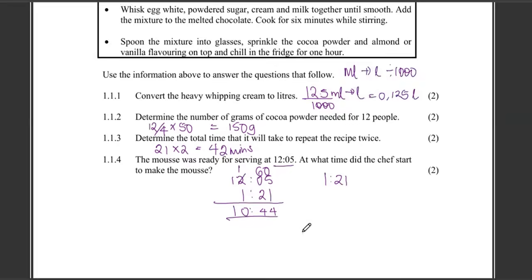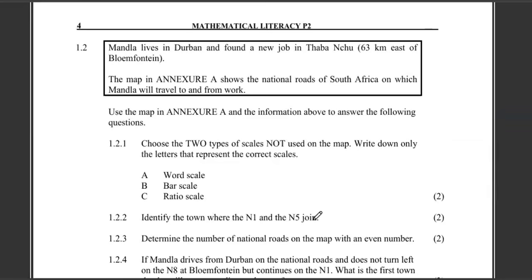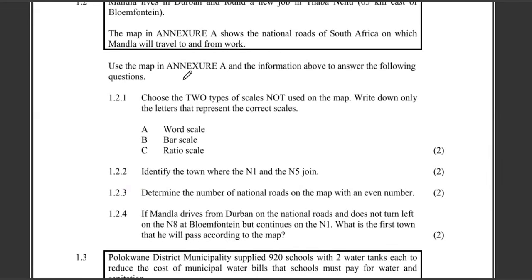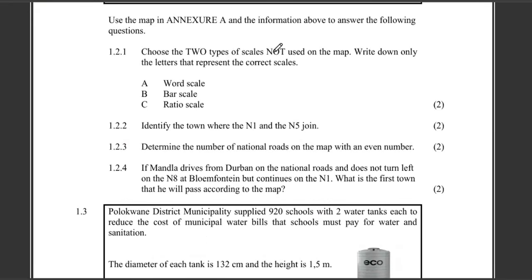Okay, let's continue. Question number 1.2. Mandla lives in Durban and found a new job in Tabaksoe, 63 kilometers east of Bloemfontein. The map on Annexure A shows the national roads of South Africa on which Mandla will travel to and from work. Use the map in Annexure A and the information above to answer the following questions. Choose 2 types of scales not used on the map. Write down only the letters that represent the correct scale.